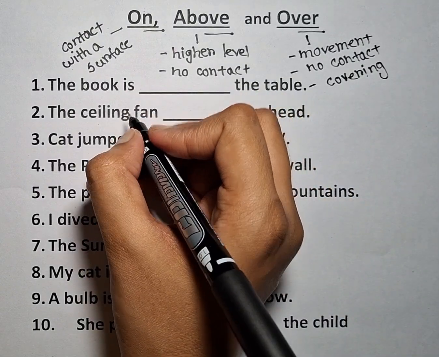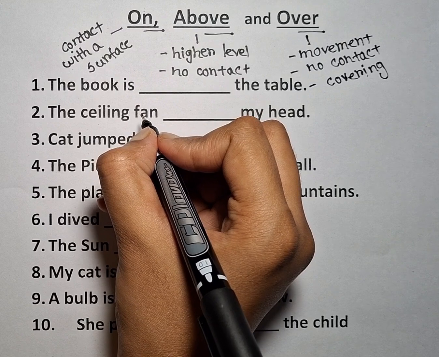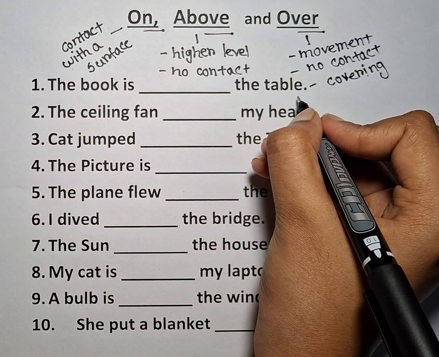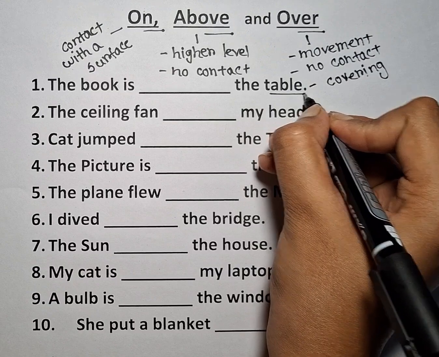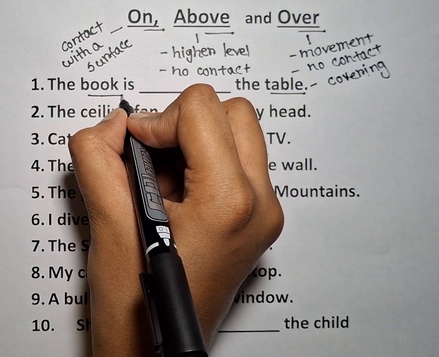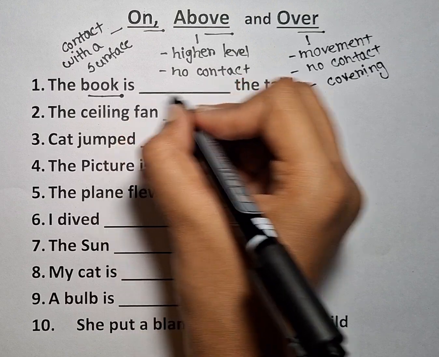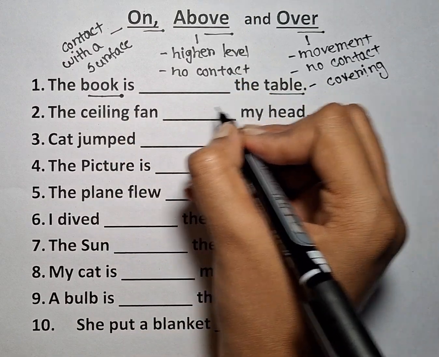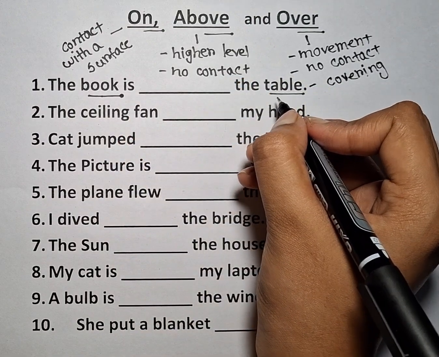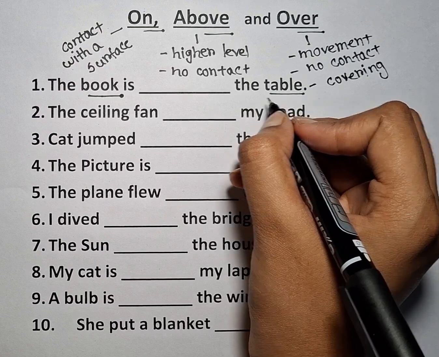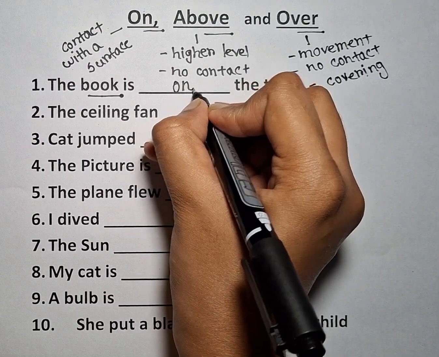Alright, let's move on to the questions and answers. Number 1. The book is blank the table. Here the table is the surface and the book is the object. It indicates that the book is located on the surface of the table and there is a connection with the surface. So the correct answer will be on.